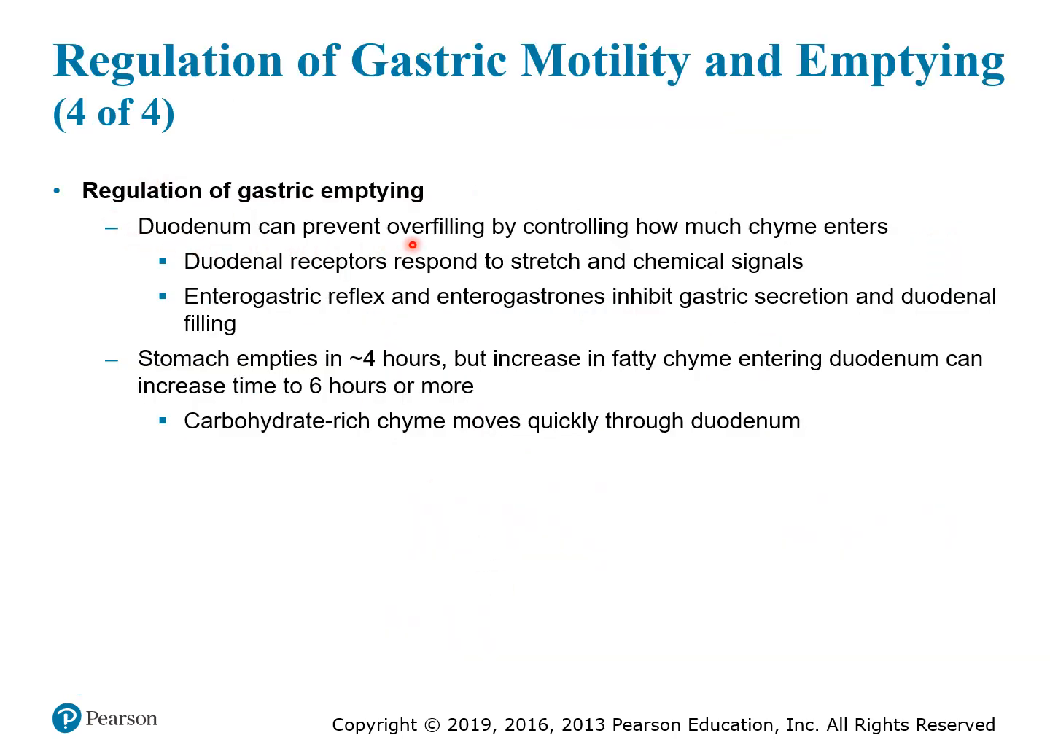The duodenum can prevent overfilling. And how does it do that? By the duodenal receptors, which respond to stretch and chemical signals, and then also the enterogastric reflex. The enterogastric reflex involves short reflexes, and then enterogastrones. Remember the enterogastrones, like CCK, secreted by the duodenum, that inhibit gastric secretion and duodenal filling. The stomach empties in 4 hours, but in the case of fatty chyme, the time can increase up to 6 hours or more. Carbohydrate-rich chyme moves quickly through the duodenum. So that is probably why we feel hungry sooner when we take a carbohydrate diet.